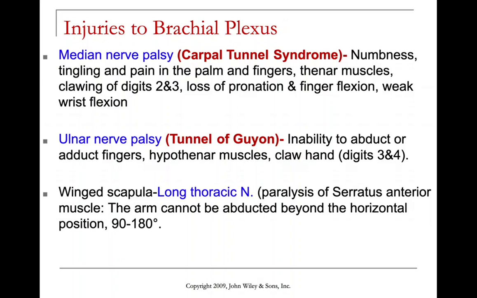So median nerve palsy or carpal tunnel syndrome, you have numbness, tingling, and pain in the palm and the fingers. It affects the thenar muscles, the clawing digits 2 and 3, loss of pronation and finger flexion, and weak wrist flexion. So ulnar nerve palsy, this goes through the tunnel of Guyon. There's the inability to abduct or adduct the fingers. It affects the hypothenar muscles, and you have a claw hand, digits 3 and 4.